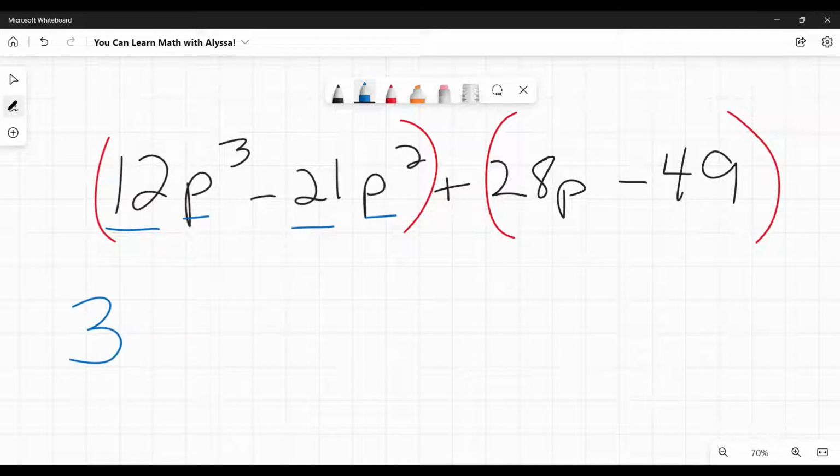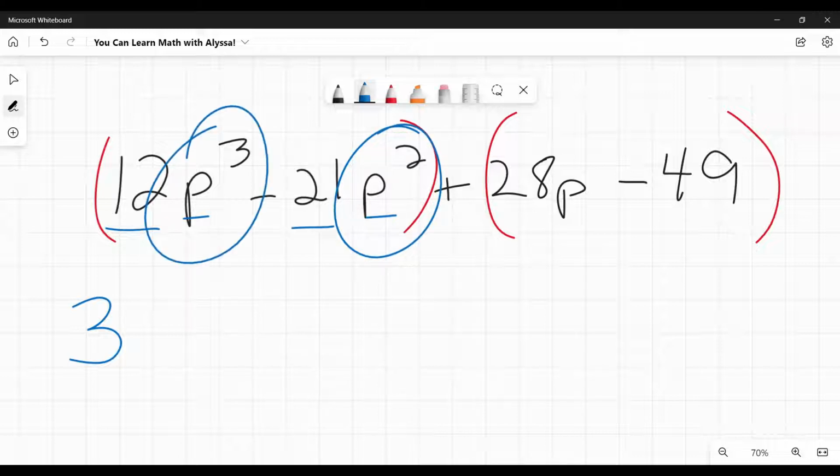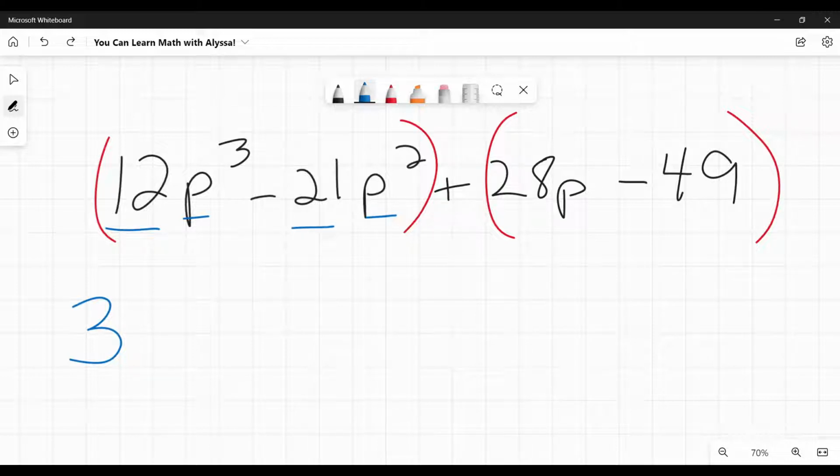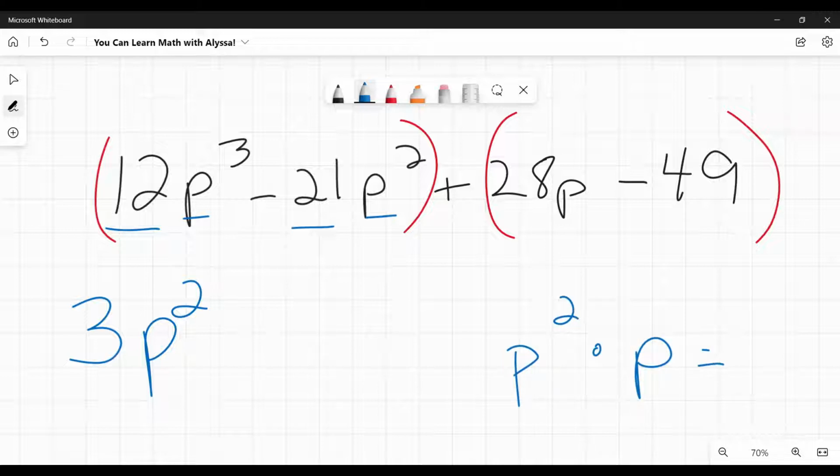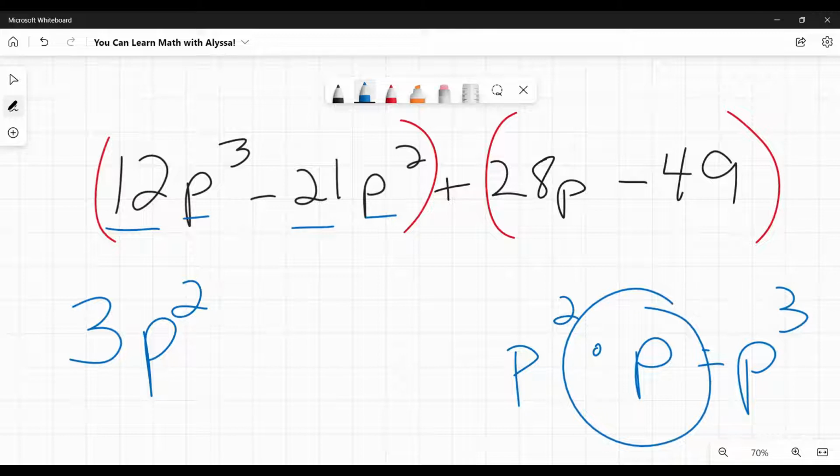Now, what's the biggest variable factor? Hint, it's always going to be the smaller of the 2. In this case, p squared is smaller than p cubed. It's going to be p squared. It's always the smaller one. So p squared comes out of both of those. If you take p squared out of p cubed, you're left with p, because p squared times p equals p cubed. If you need a refresher on exponents and why that works, again, link is down below for a video solely on that. So because I'm dividing this by p squared, I'm left with p.